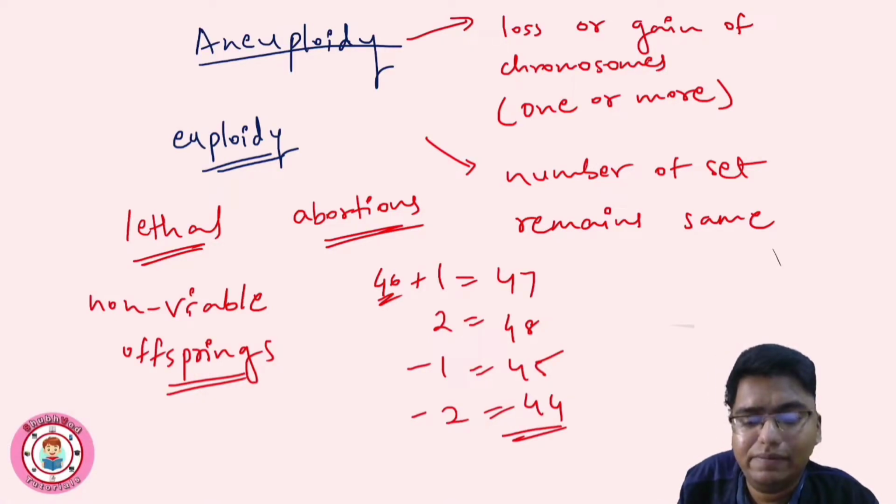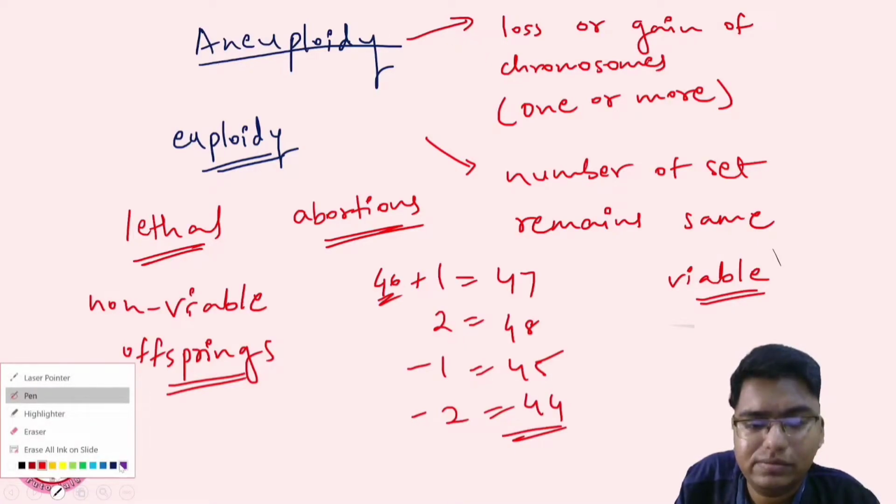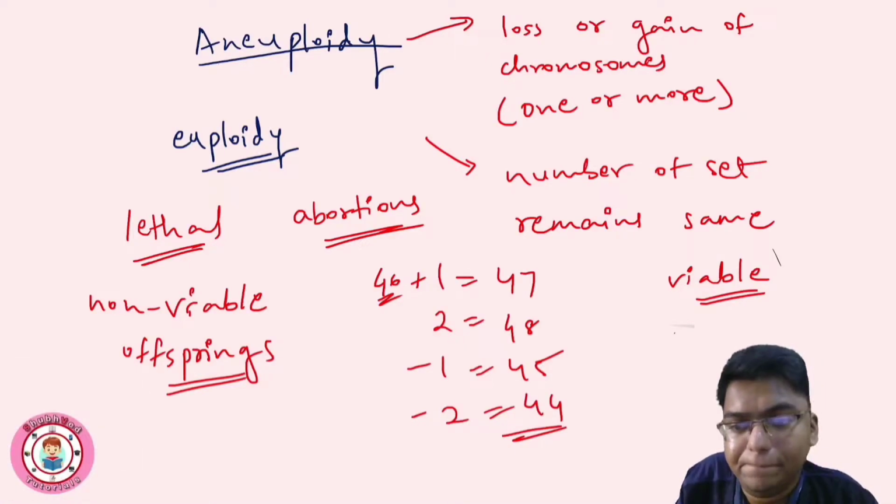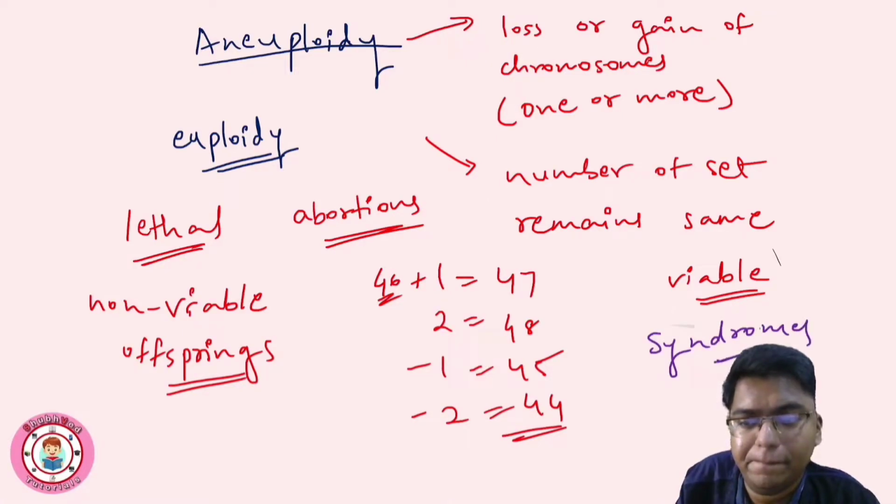And if they are viable, if they are living offspring, then it results in syndromes. The diseases are known as syndromes. There are a lot of developmental defects, which we call congenital abnormalities.